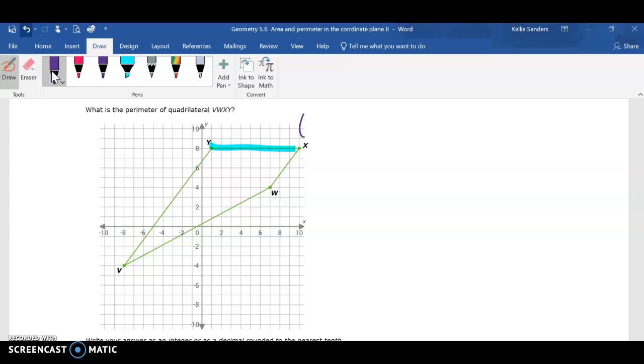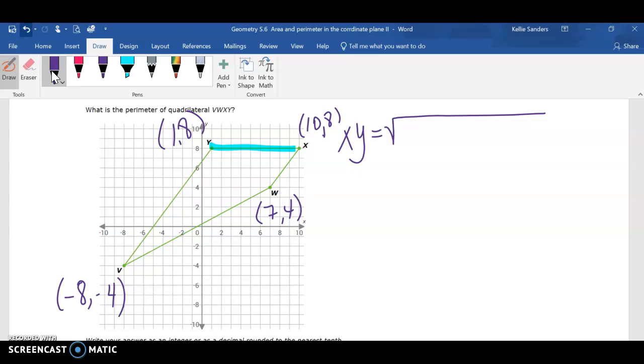So this x is at 10, 8. The y is at 1, 8. The v is at -8, -4. And the w is at 7, +4. Okay, so x, y. If you wanted to, because it's horizontal, you could just go from 1 to 10, which would be 9. But the distance formula works on those too.